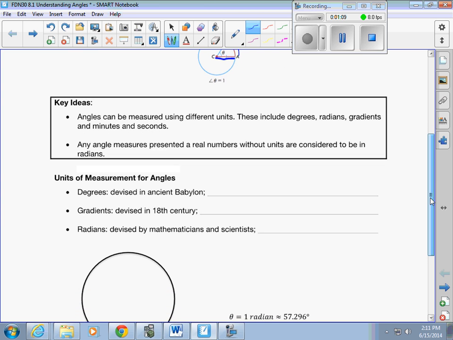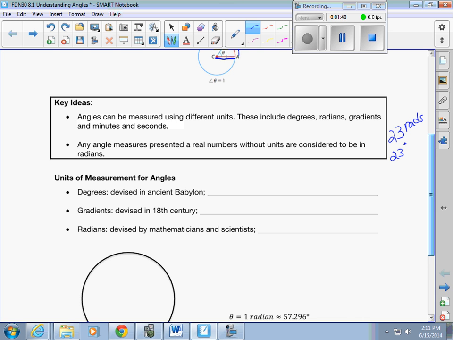So angles can be measured using different units. These include degrees, radians, gradients, and minutes and seconds. Any angle measures represented as real numbers without units are considered to be in radians. So if you see 23, and we're talking about angles, that means that this is in radians, as opposed to the little degree symbol.